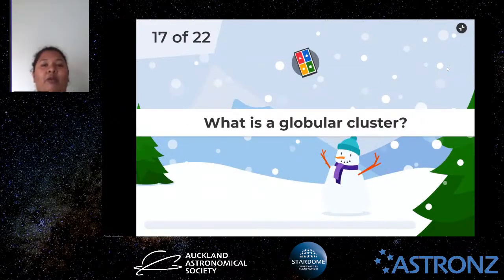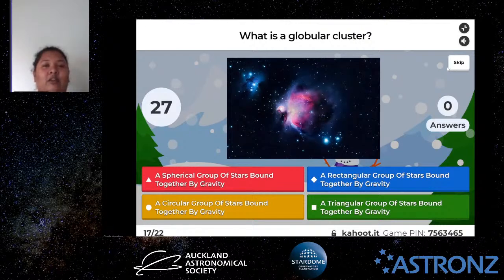What is a globular cluster? If you listened to Chris Benton's talk recently on open clusters versus globular clusters, he would have spoken to you about what a globular cluster is. Is it a spherical group, a rectangular group, a circular group, or a triangle group of stars bound together by gravity?